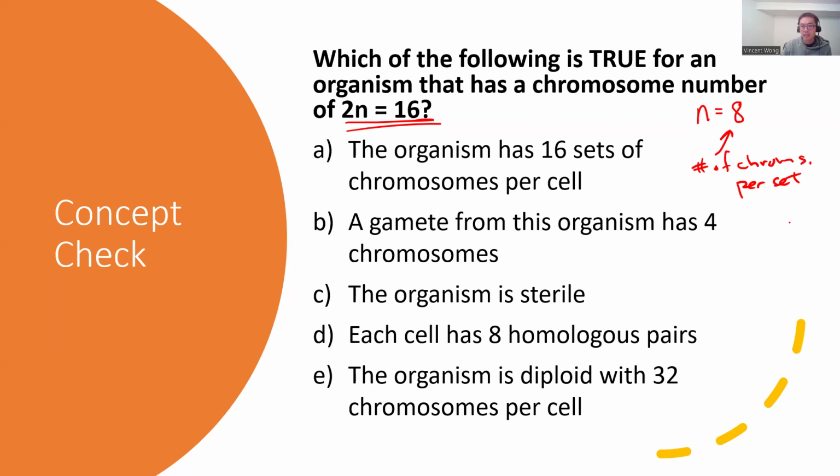Okay, per set. So let's see. The organism has 16 sets of chromosomes. No, I just told you it's 8. A gamete from this organism has 4 chromosomes. Look, it has 16 chromosomes in total. 16 divided by 2 is 8.